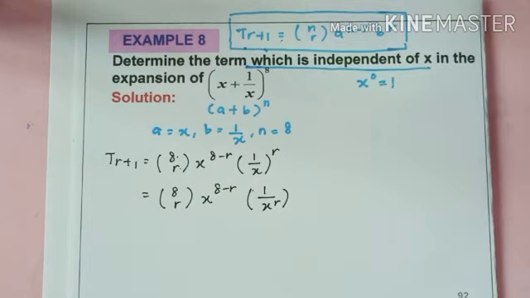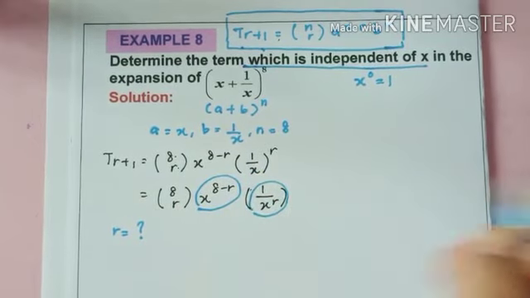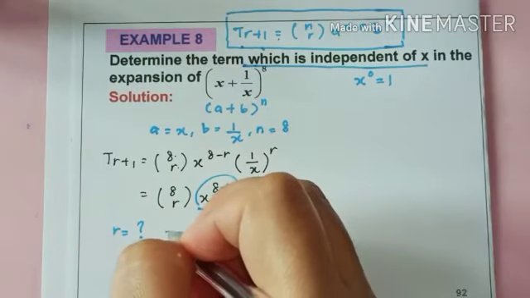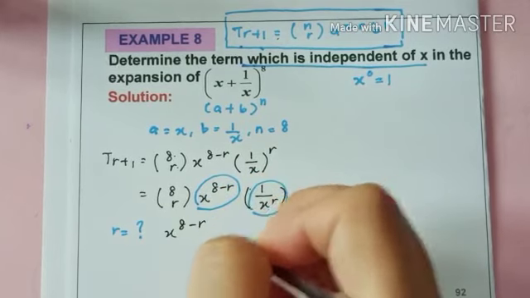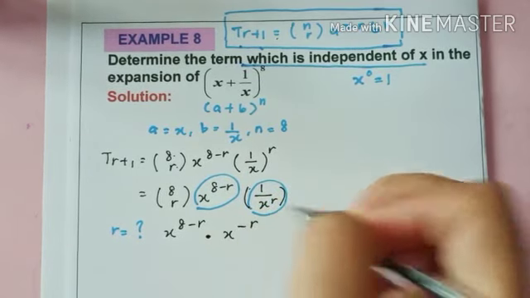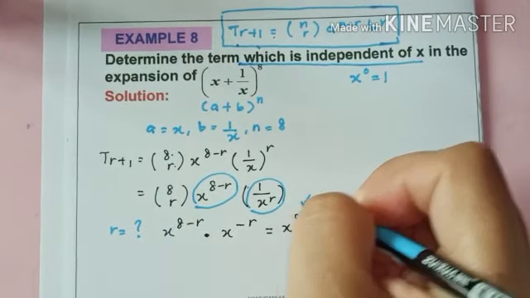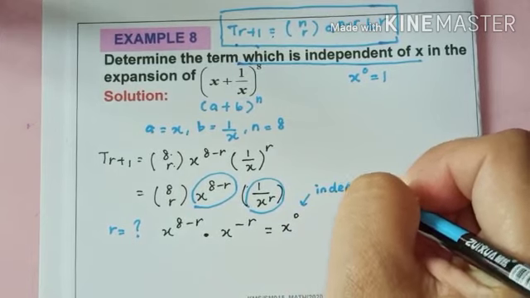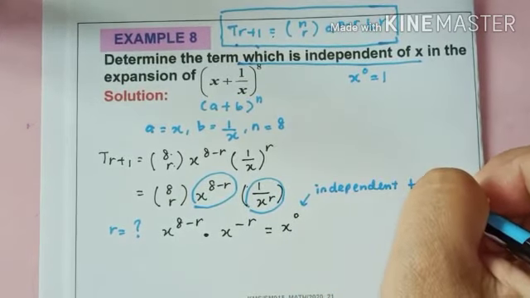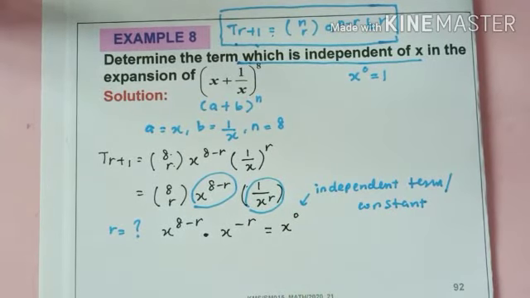Okay. So the next step is we have to think how to get r. To get r, we have to collect the like terms here of x, which is, you can write x power of 8 minus r times x power of negative r is equal to x power of 0. Because we want to get the independent term, or in other words we call it a constant, because x power of 0 is equal to 1.